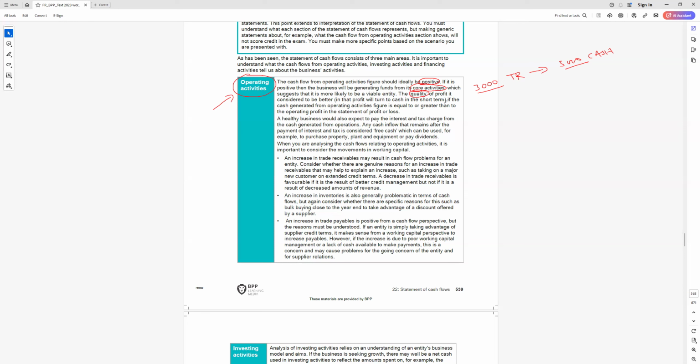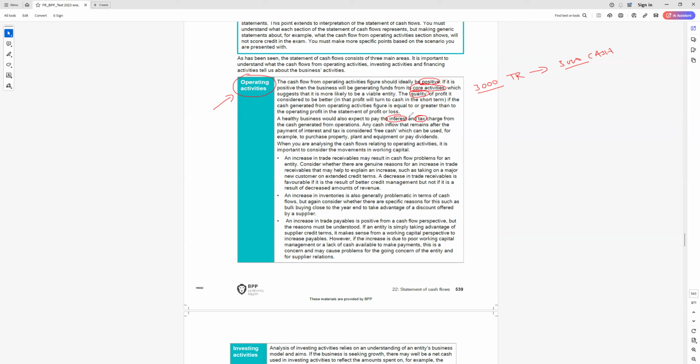Then it says, a healthy business would also expect to pay interest and tax charged from the cash generated from operation. That is very important because if we show we have a lot of profit and actually we don't have any cash in the bank, we will not be able to pay the interest to the bank and will not be able to pay the tax to HMRC. So we should have enough money in the bank to pay the tax and the interest.